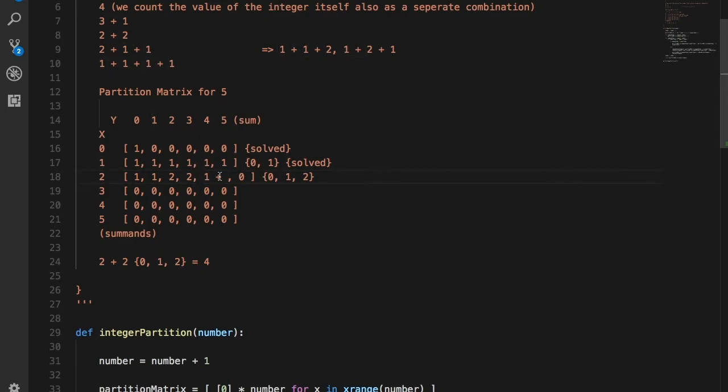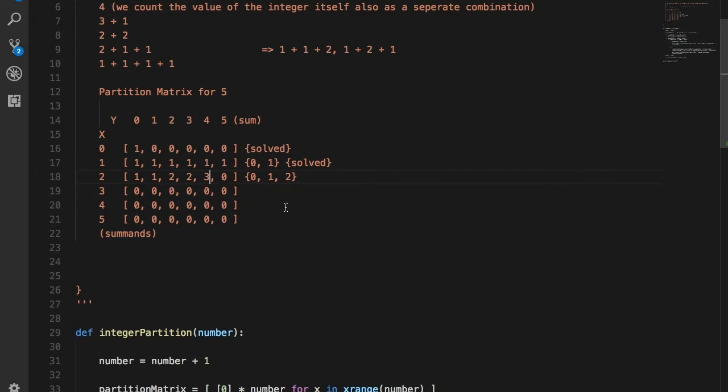The combinations of including the current summand can be calculated by subtracting the current summand from the current sum, which would give us an integer, which let's say we denote as x. The number of combinations in the value at the field current summand, comma x of the partition matrix is our answer. In this case, the x value will be 4 minus 2, which is 2. So the field 2, 2 is 2. That's what we fill it by. Hence, we get the values 1 plus 2, which is 3. So the field 2, 4 is populated by 3.